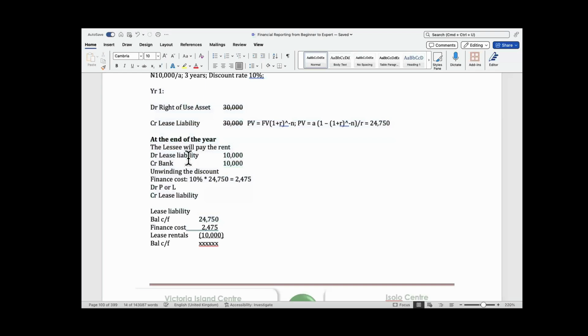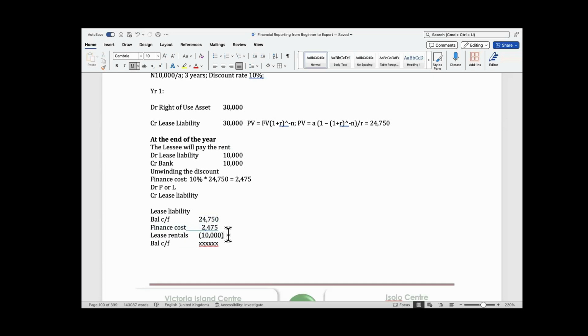Hello, sir. Latifi, you added that 24,750 to 2,475, abi? It shouldn't be 10,000. No, this one is different. This one is the lease rentals. So then I deducted lease rentals. What he's saying is that you didn't put the total before you remove the 10,000. You don't have to put it. We don't need that total.